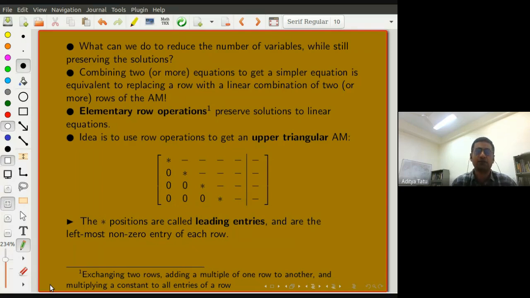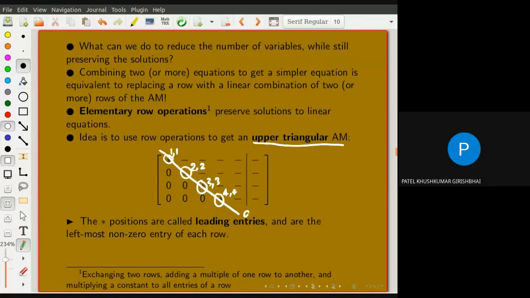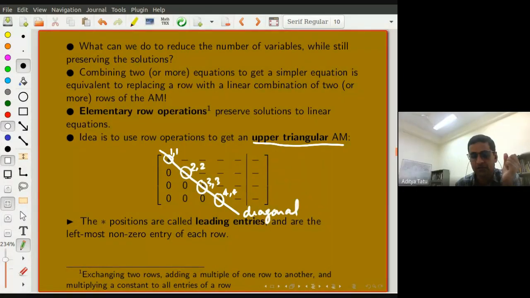Let me define what we mean by upper triangular here. So, what is the index of this entry? This is 1, 1, right? This is 2, 2. This is 3, 3. This is 4 comma 4. So what are these 4 entries of this matrix called? These are called diagonal elements. Good.